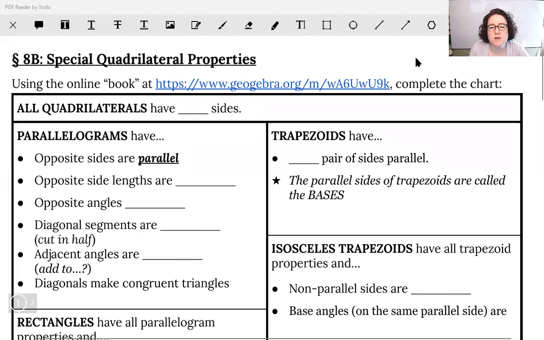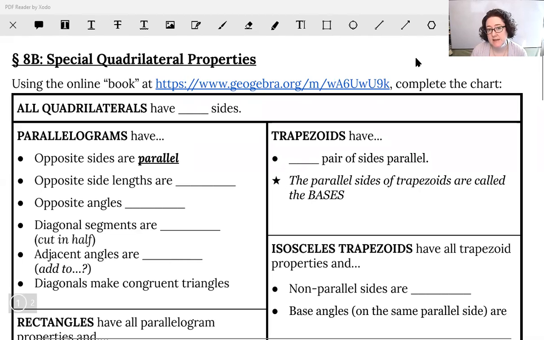Today we're going to start looking at special quadrilaterals. Specifically, we're looking at parallelograms and the different special types of parallelograms we have. However, before I go through the properties, I want you to actually explore some of these diagrams.